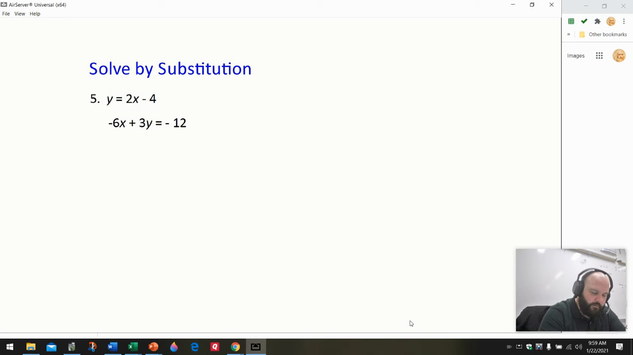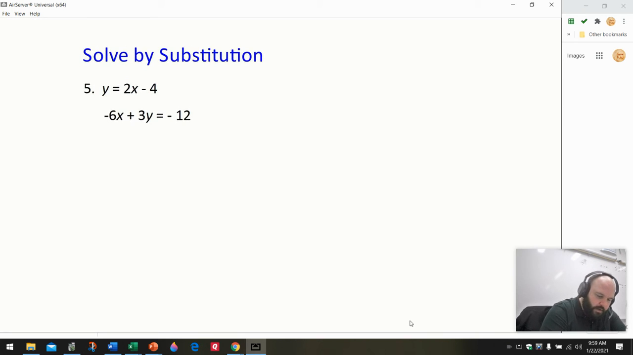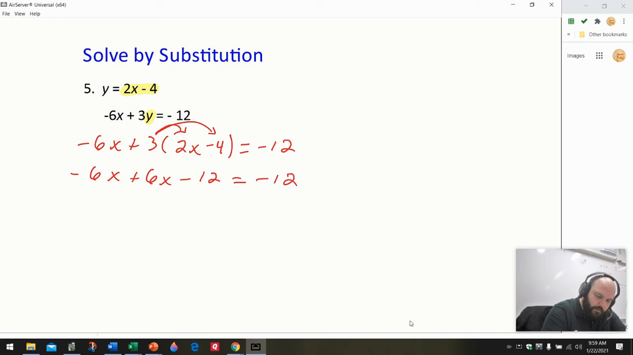And so if we do that, you can see in place of the y, I'm going to put in 2x minus 4. So I'll have negative 6x plus 3 times 2x minus 4 equals negative 12. Now I'm going to distribute this 3. And so once we distribute the 3, we have some like terms over here on the left-hand side that we're going to solve.